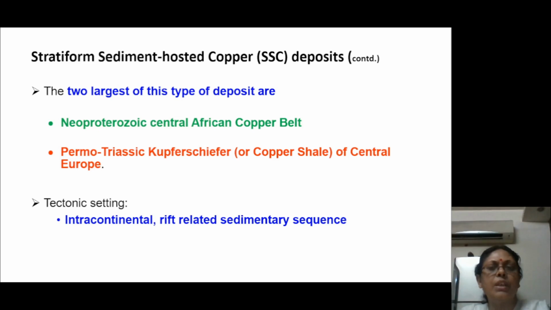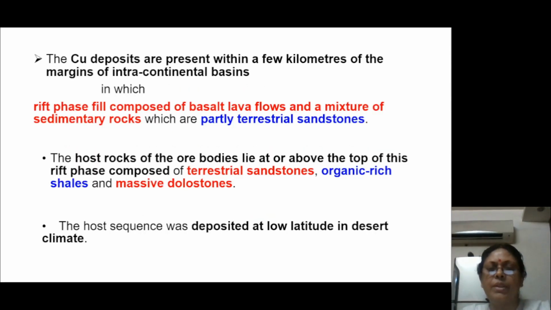The two largest types of these stratiform sediment hosted copper deposits are the Neoproterozoic Central African Copper Belt and the Permo-Triassic Kupferschiefer, or copper shale, of Central Europe. The tectonic setting in which these deposits form can be intracontinental, rift-related sedimentary sequence.